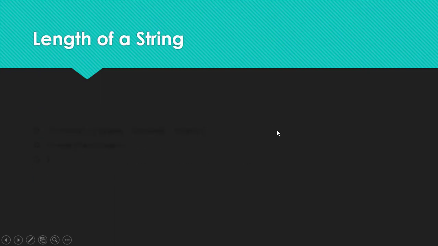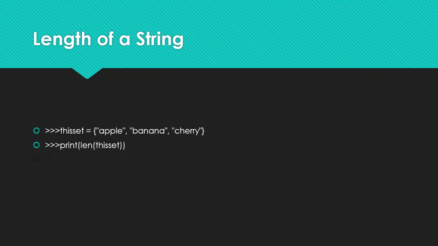It is pretty simple. We use the same len method to find the length of a set. This set: apple, banana, cherry. Then I'll simply use len of this set. It would give me 3 because the length of this particular set is 3.